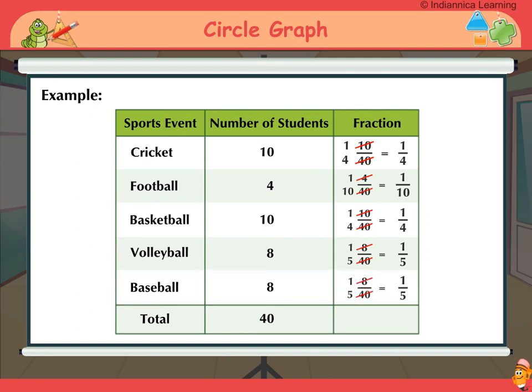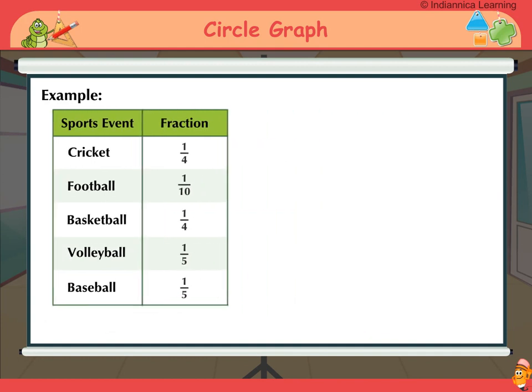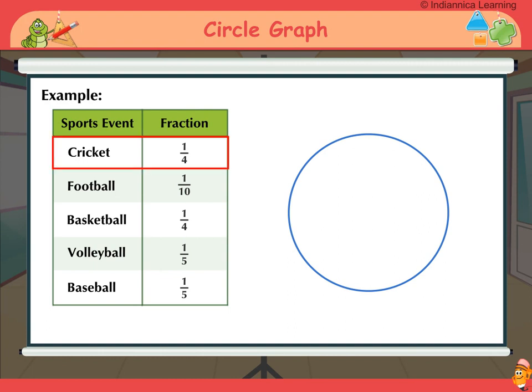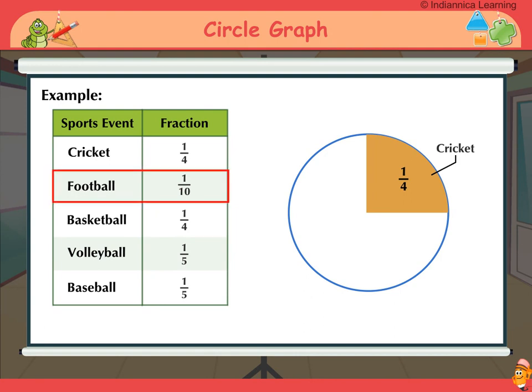Now, we will plot these fractions in a circle. This circle represents one whole. Let's start. The first category is cricket. Its fraction is 1 upon 4. So, the number of students who participated in cricket will form 1/4 of the circle. The fraction of football is 1 upon 10. So, the number of students who participated in football will form 1/10 of the circle.